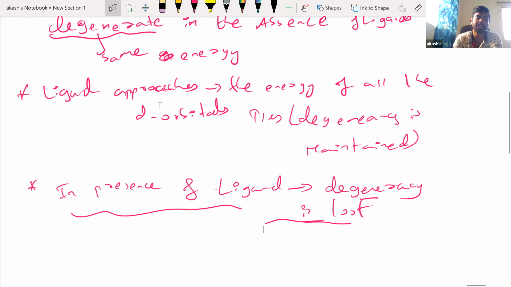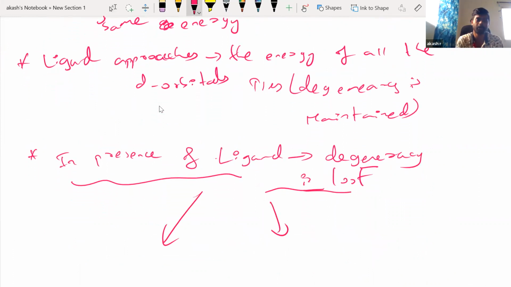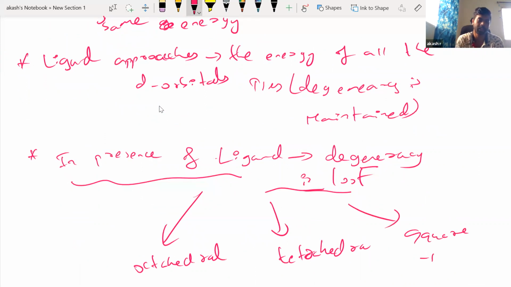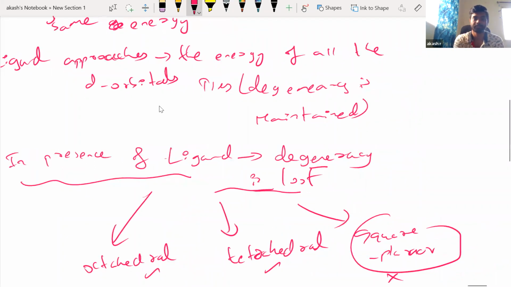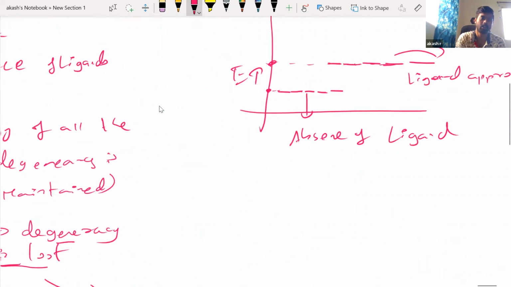Now, how the degeneracy will be lost is going to depend upon whether it is an octahedral complex or a tetrahedral complex. And obviously, it also depends on square planar complexes, but how the degeneracy is lost in the case of square planar complexes is not in our syllabus. Okay, we have octahedral complexes as well as tetrahedral complexes. How the degeneracy is getting lost, that we'll see. But for square planar complexes, we don't have it in the syllabus. Let us now take octahedral complexes.